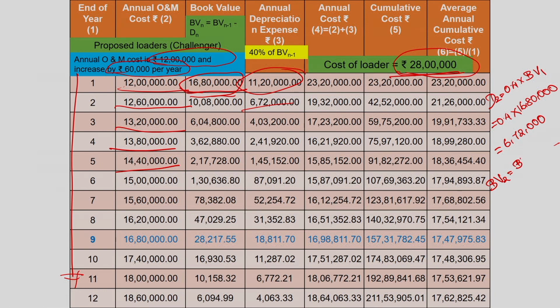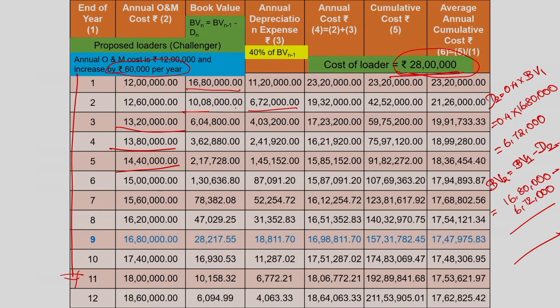Okay. Now calculate the book value at the end of second year. It's nothing but book value at the end of the first year minus the depreciation for the second year. The book value at the end of first year is 16,80,000 minus your depreciation for the second year, 6,72,000. That gives me the book value at the end of second year as 10,08,000. So like this you calculate the depreciation for all the years and the corresponding book values also you have to estimate.